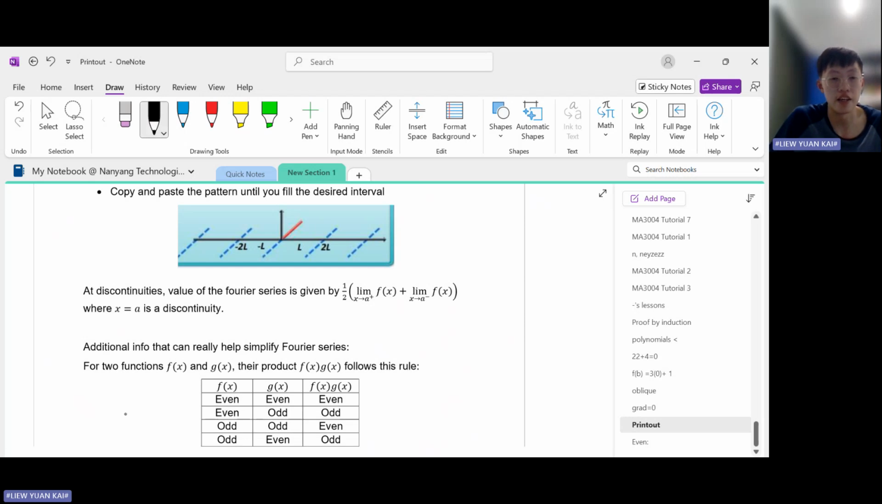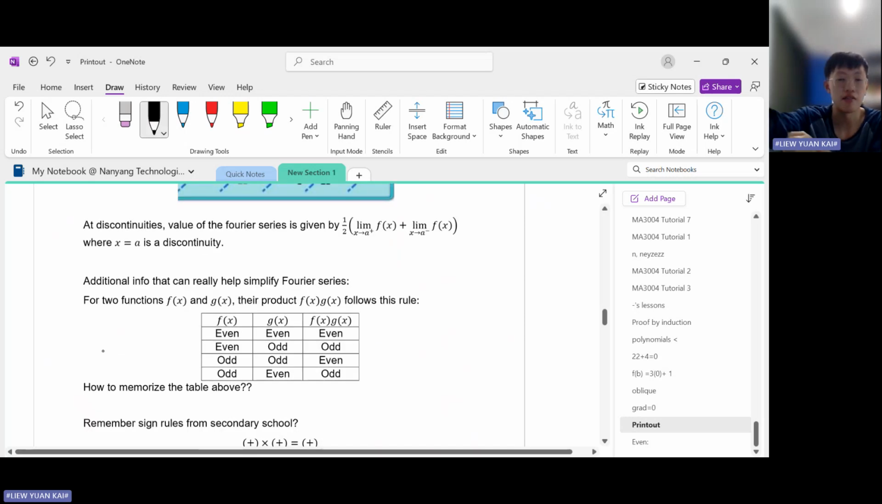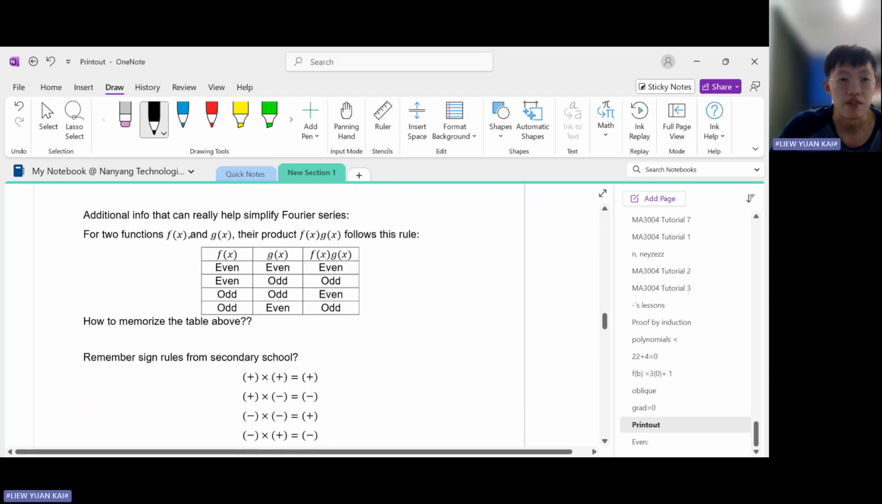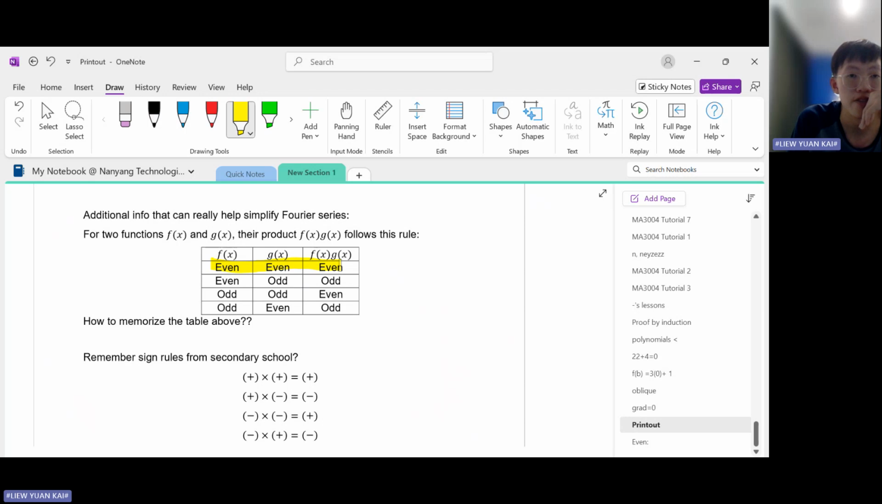We need to know this additional info that can really help us simplify our Fourier series. This is especially relevant for Fourier cosine and Fourier sine, because of the graphical properties. So let me explain. For two functions f of x and g of x, their product f of x g of x follows this rule. What does this table summarize? Let's look at the first row. The first row says when f of x is even and g of x is even, the product of the two functions will be even. So even times even will give me an even function.